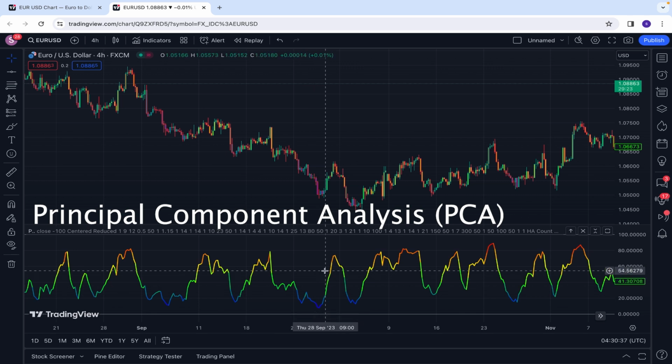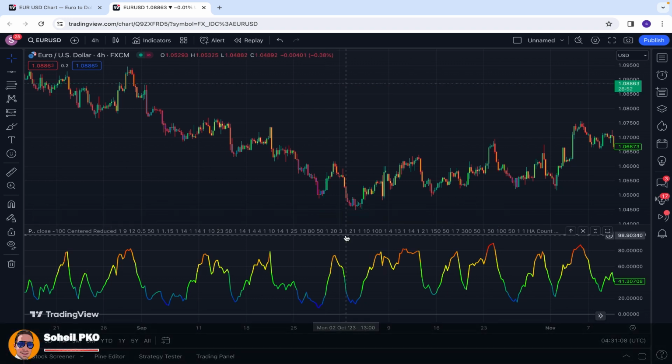I won't get into more details regarding the calculations behind this indicator. You can check the page of this indicator on TradingView. The author has explained all the details and you can investigate the code more if you know Pine Script. Alright, now let's see how we interpret this indicator and how we can use it for trading.